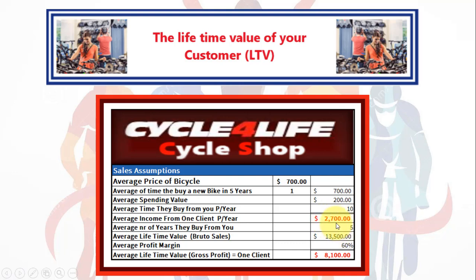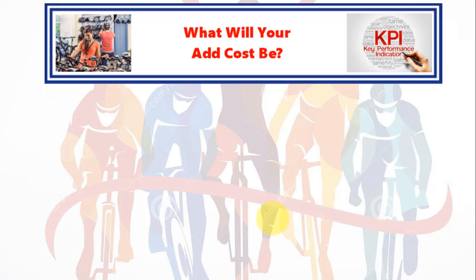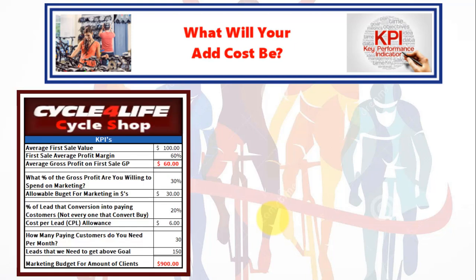Now let's say he is in your area and he comes for 5 years. He comes to you every year, and that will be your brutto income, $3,500 out of that person. Now if you take out, if you work on 60%, then your gross profit is $8,100. Now let's see what the ad cost will be, because that is actually what you want to know.